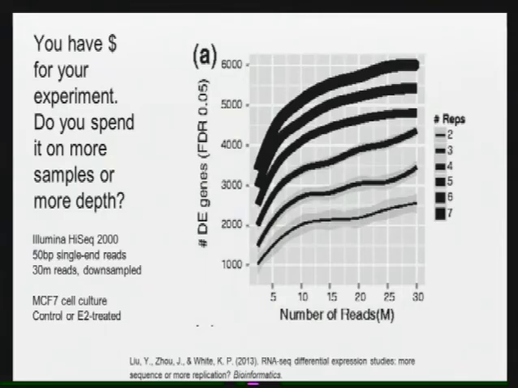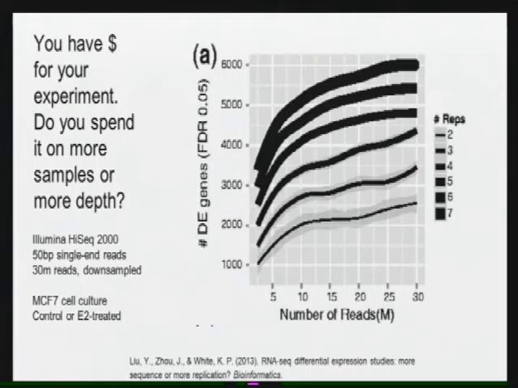In this case, they had Illumina HiSeq 2000 data. They had 50 base pair single-end reads, and they sequenced them at 30 million reads for, I think it was 7 samples. Then they downsampled that, so they had data sets at 25 million, 20 million, 15, 10, and 5. These are just sampled from the original data set to make smaller data sets.